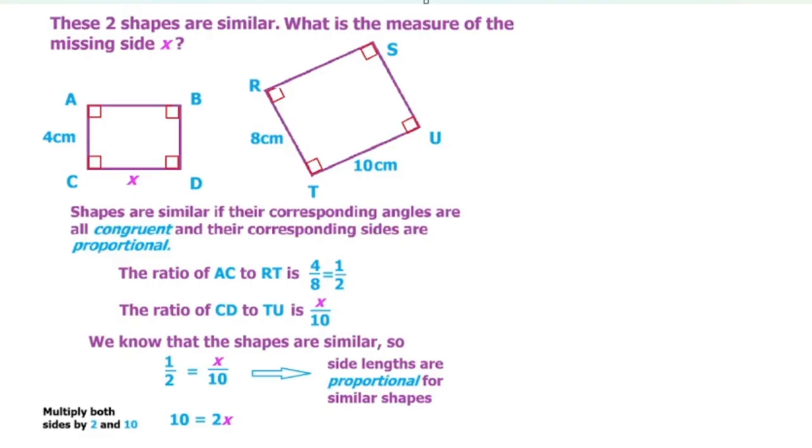So divide both sides by 2. When we divide 10 by 2, it gives us 5. And then when we divide 2x by 2, the 2's cancel out and we're just left with x. So the missing side length is 5 centimeters. So this would be 5 centimeters. And that's all there is to that problem.